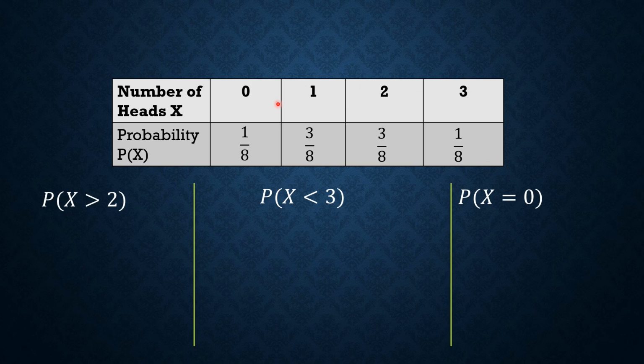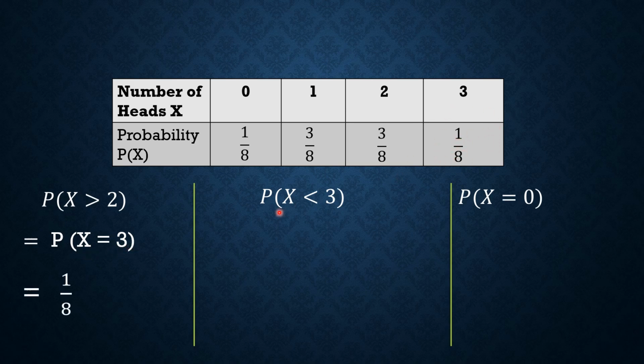Now, let's find the probability of the random variable x that's going to be greater than 2. So if you look at the table, the only thing na greater than 2 dito ay 3. That is the same as the probability of the random variable x that is equal to 3. And that is equal to 1/8.